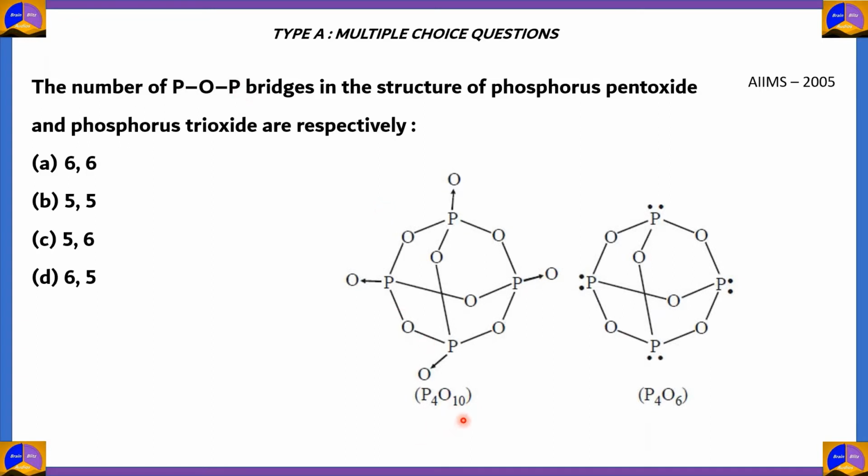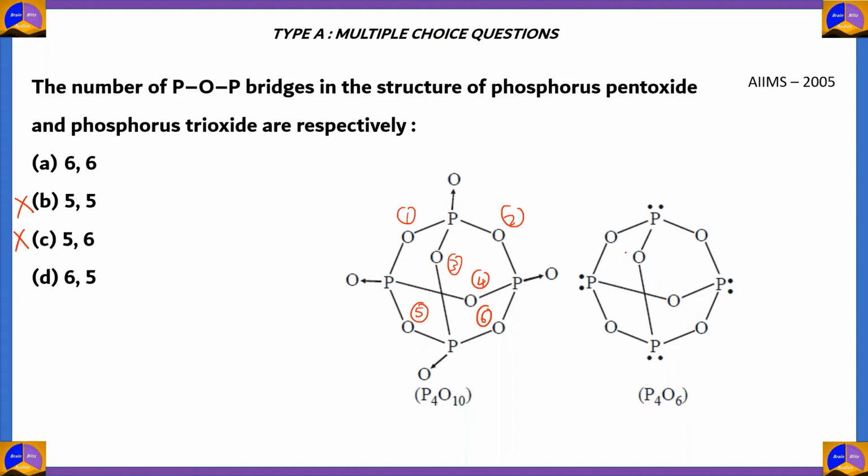Well, here is P4O10, which is phosphorus pentoxide. So we have this as 1, this as 2, this bridge becomes number 3, this bridge becomes number 4, and this bridge becomes number 5, and this bridge becomes number 6. So there are 6 bridges in P4O10. That means options B and C are becoming incorrect.